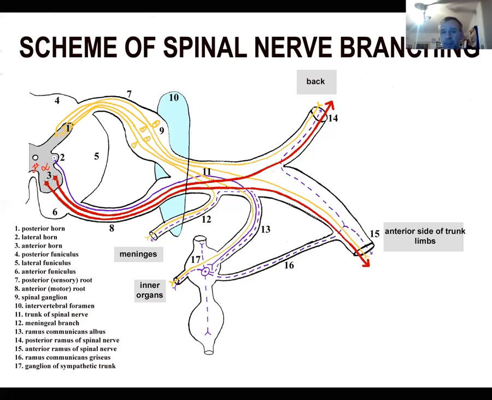Then, from the skin of the corresponding area, so there should be some receptors, and from the receptor, the peripheral processes or the dendrites, they converge, they have the T-shaped pseudounipolar neurons, so their bodies are in the spinal ganglion, and finally they enter the posterior horn and they synapse here, and then they continue as tracts to upper levels of the CNS.